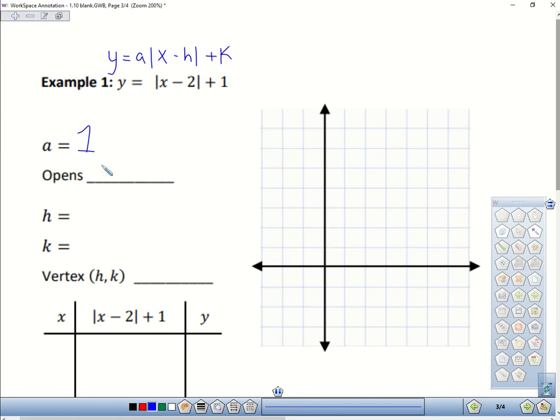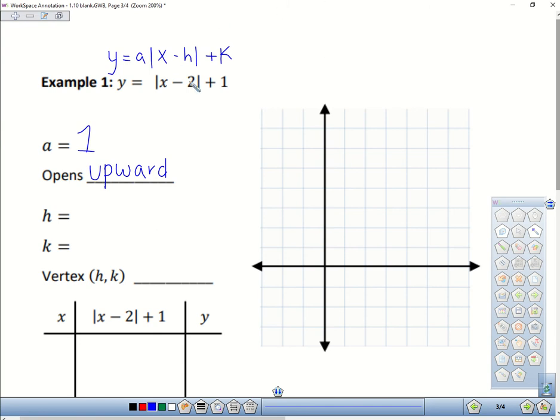Now, if your a value is positive, that means your graph opens upward. Okay? If the a value is positive, that means your graph opens upward. And in this case, my a value is definitely positive. Now, the next thing we're going to look at is h and k, which are the components of my vertex.